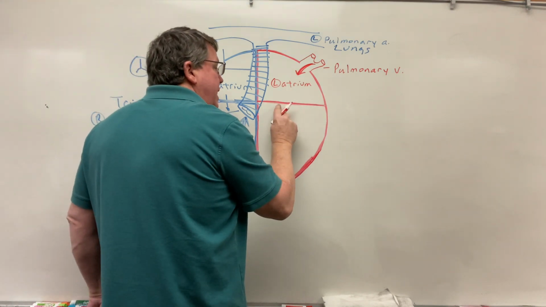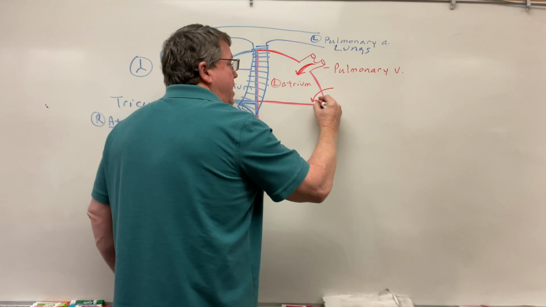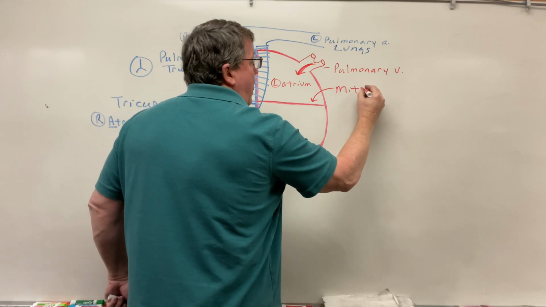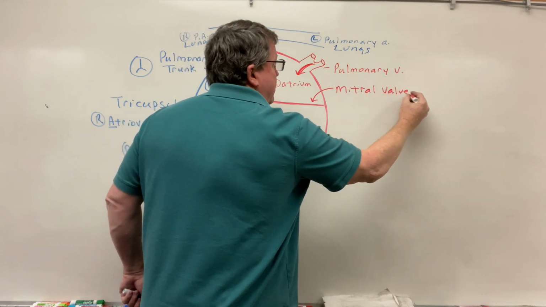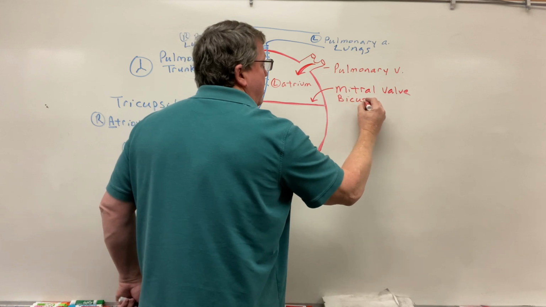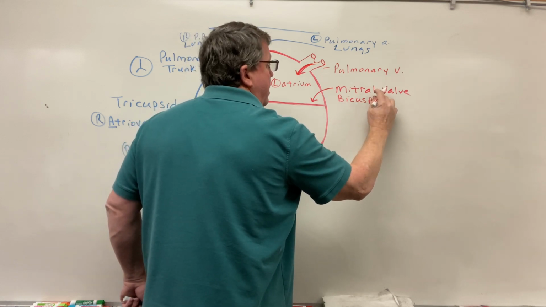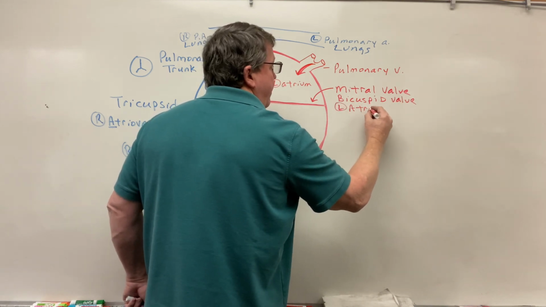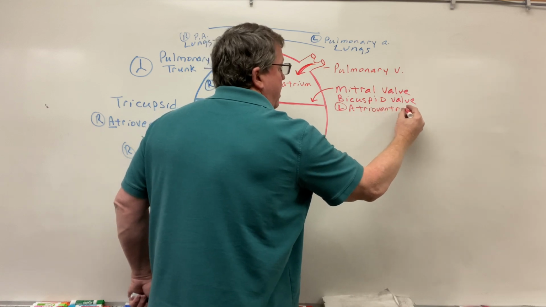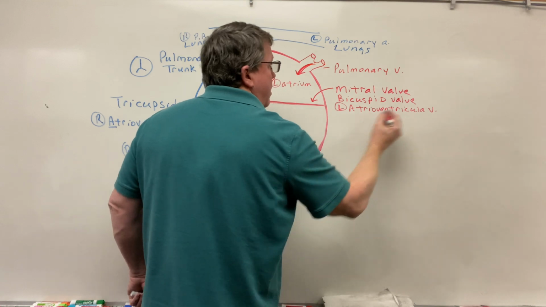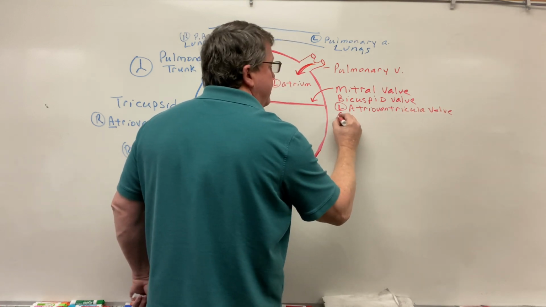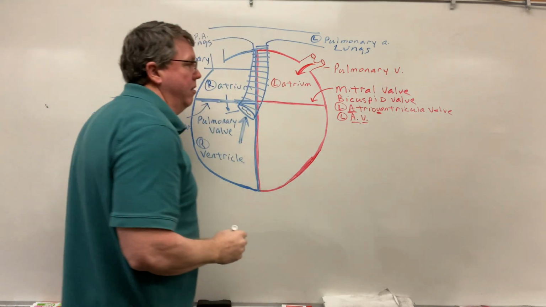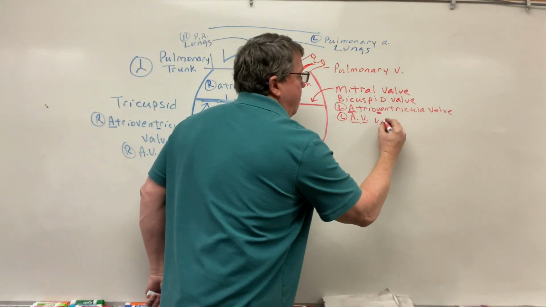And then, once again, right here, we have another valve. This valve actually has four different names. It's known as the mitral valve. It's known as the bicuspid valve. It's known as the left atrioventricular valve. And it's also known as the left AV valve. So just like on the right-hand side, we have the A and the V from atrioventricular, okay? So it's known as the left atrioventricular valve.